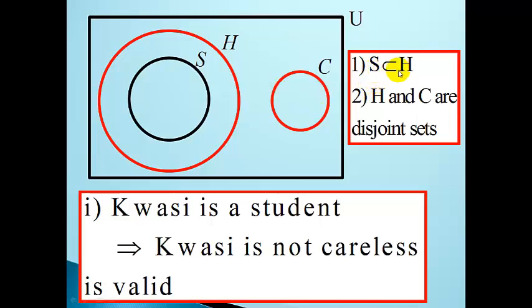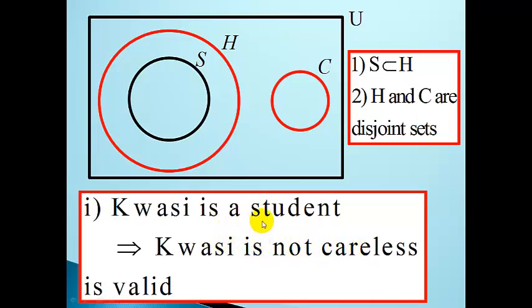So S is a subset of H, as you can see. And H and C are disjoint sets, because no hardworking student is careless. So they have nothing in common. Now let's look at the statement. Kwasi is a student implies Kwasi is not careless.